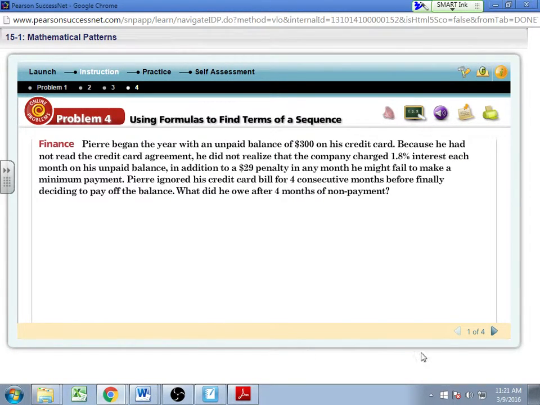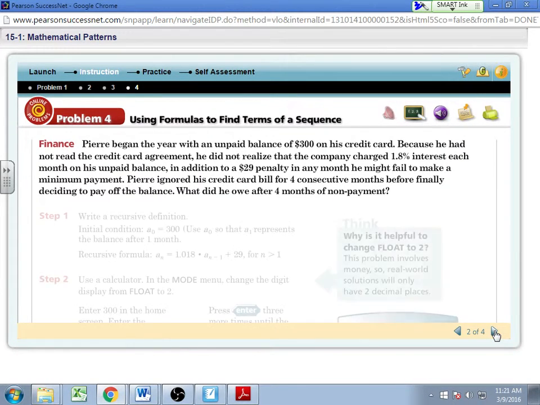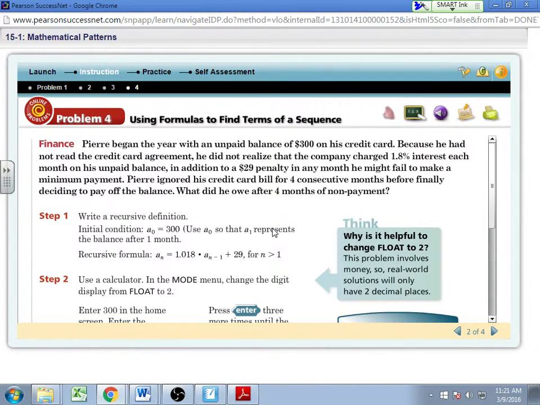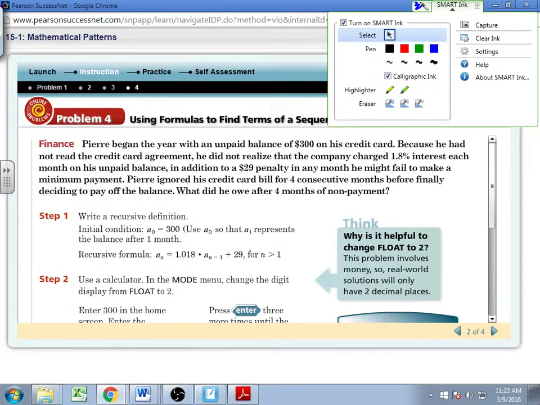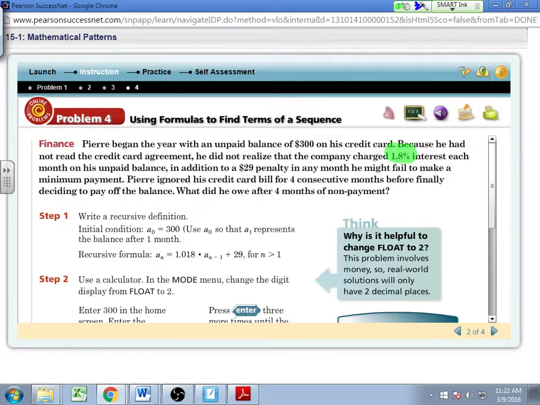So if Pierre forgot for 4 months, we want to set up a function to match this, and this is all in your notes. So we know it's going to be 1.8% more added on to the original value. So that's where we get the 101.8%, which really as a decimal value is 1.018. Anyone have an issue with how I got that 1.018? It was 1.8% more than 100. So 100% plus the 1.8, make it a decimal.